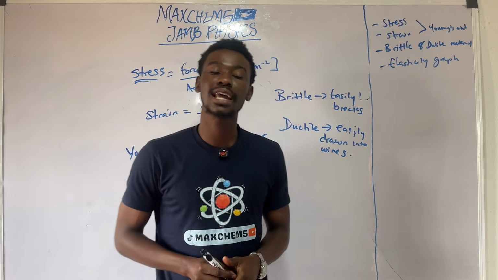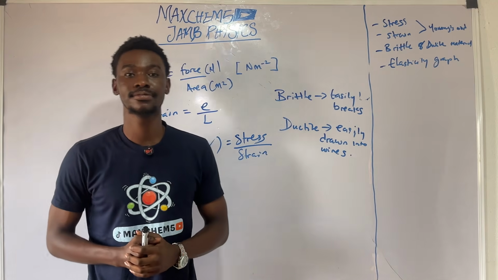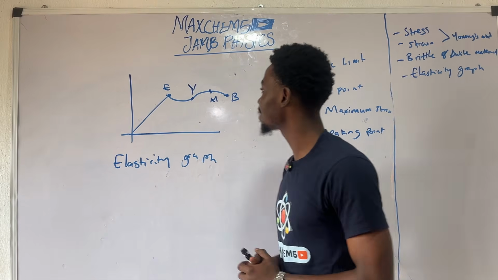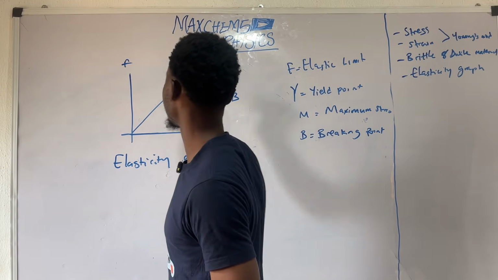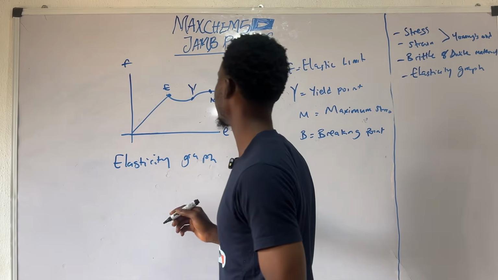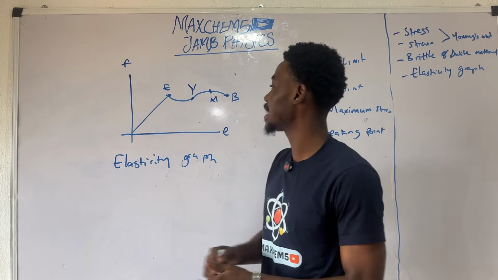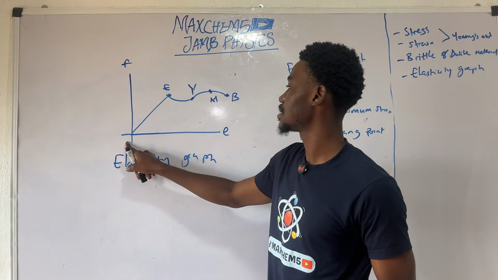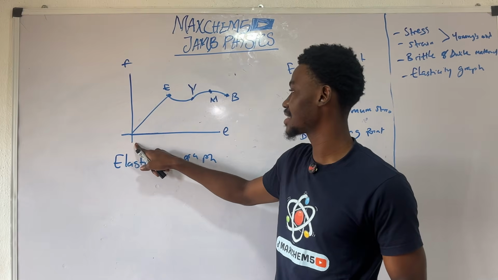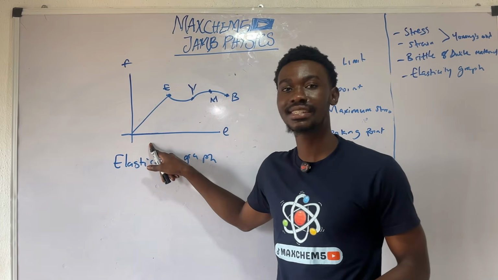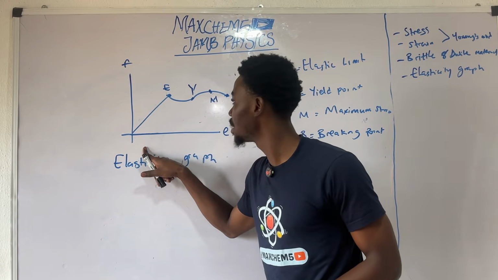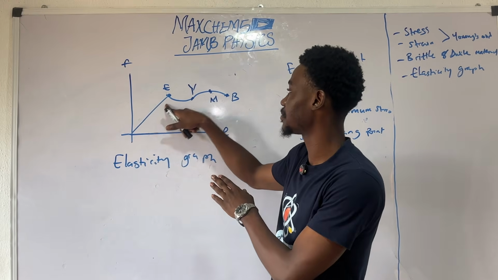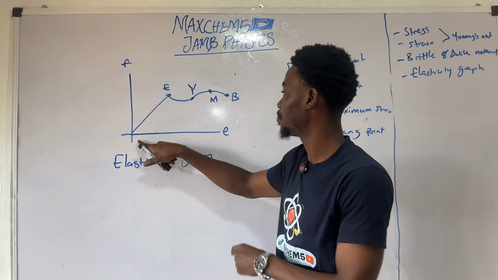In the next video, I would like to talk about the elasticity graph. Looking at this graph, what can you tell? This is the force against the extension. As the force increases, the extension gradually increases as well. So this is a directly proportional relationship. As the force increases, the slope goes up.